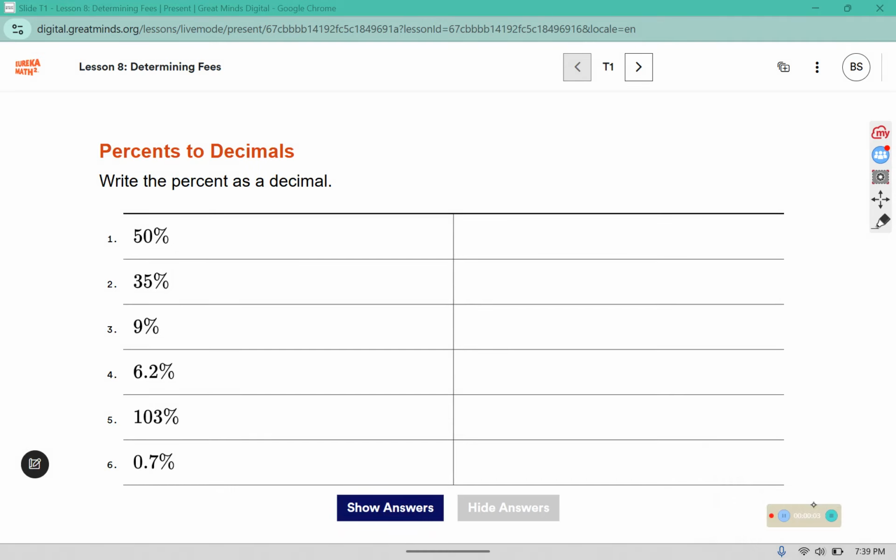Write the percent as a decimal. To do this, you need to move the decimal 2 spots to the left. If you have empty gaps, you're going to fill those in with zeros. Complete the rest of the warm-up on your own.